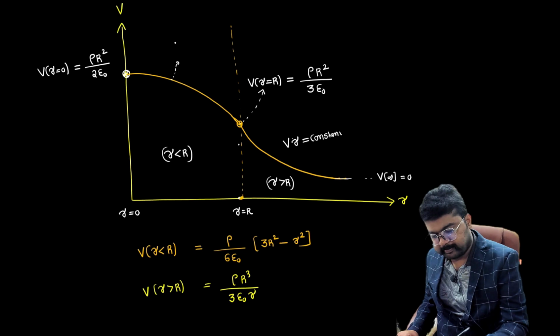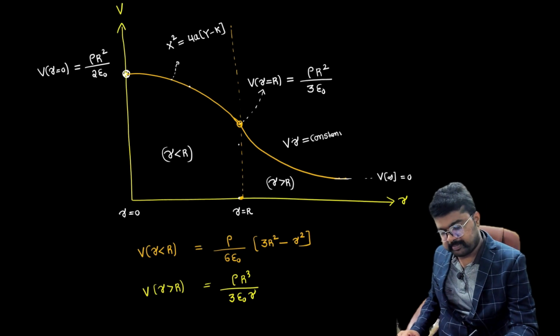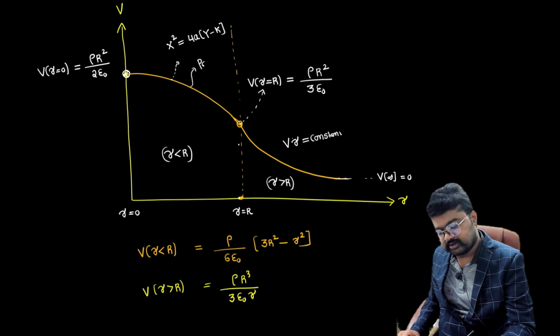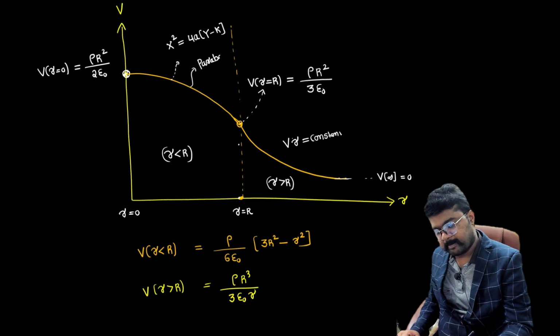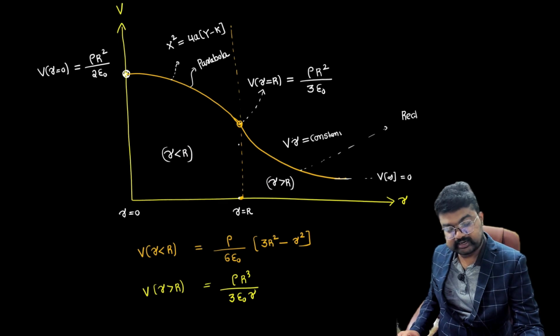It looks like x square equal to 4a some constant into y minus k. Y is the principal axis. It looks like a parabola. What looks like? It is a parabola. This is what? Rectangular hyperbola.